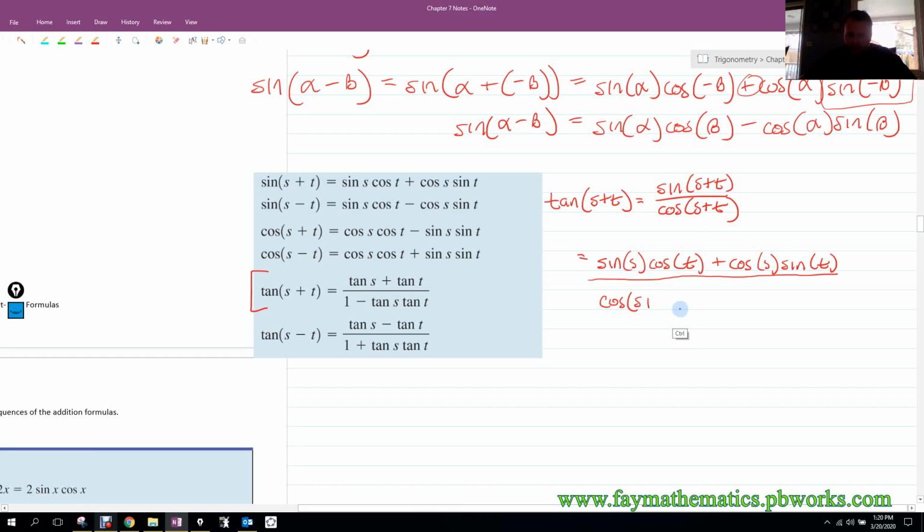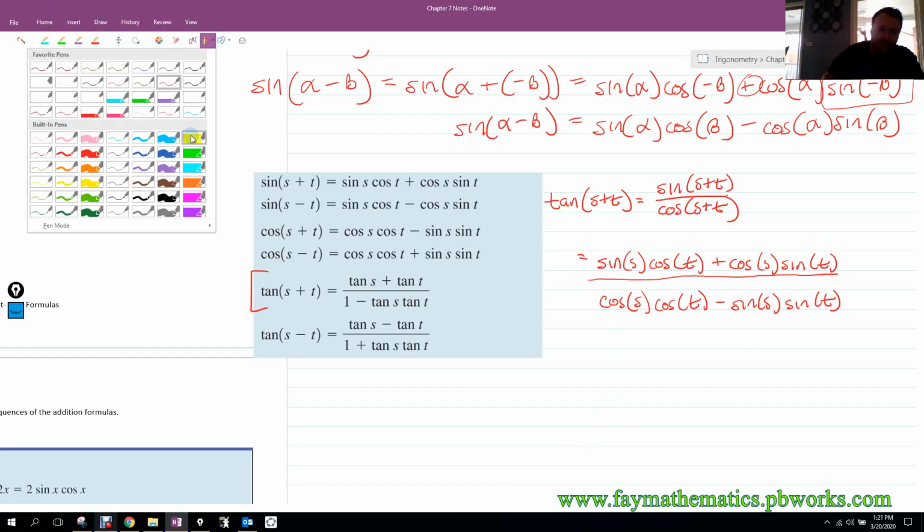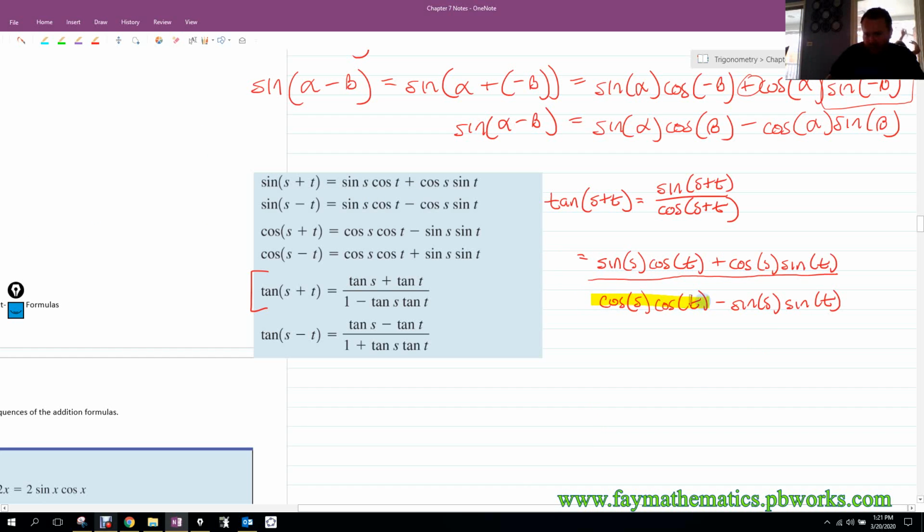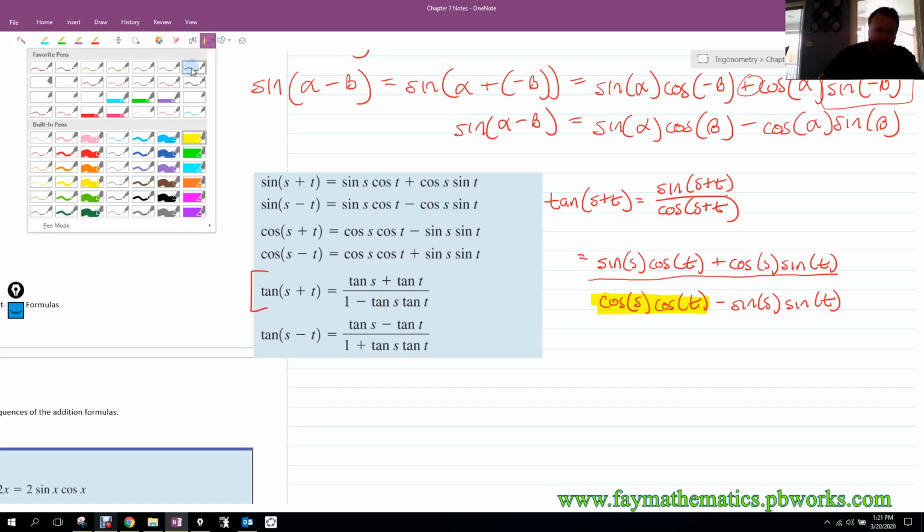So the cosine would be cosine of s times cosine t minus sine s times sine t. Okay. The next thing that we do is a recognition that I'm actually going to divide everything by that. There's a real nice thing that happens when we divide every single term by that.